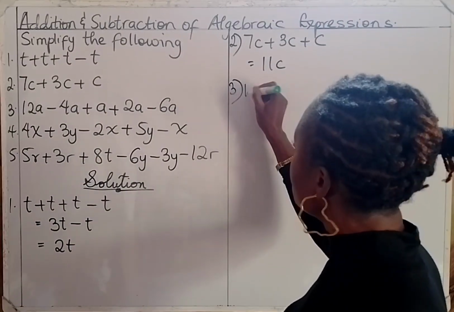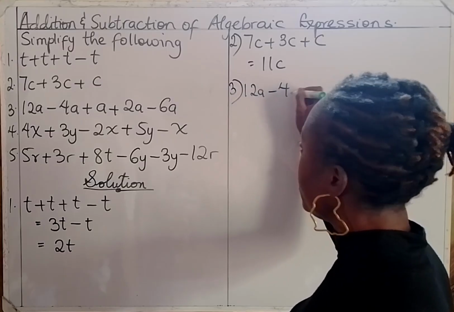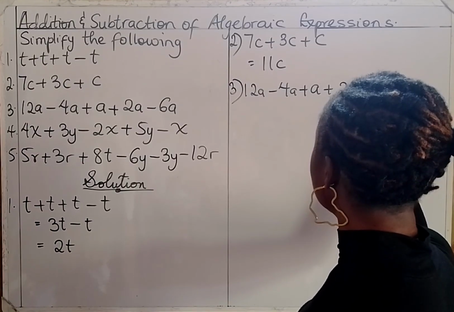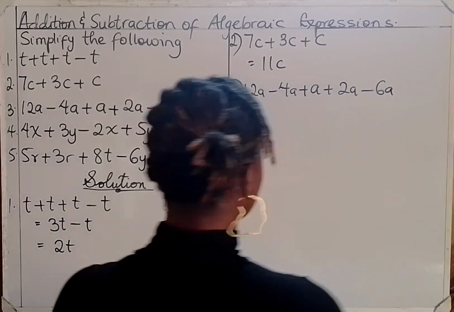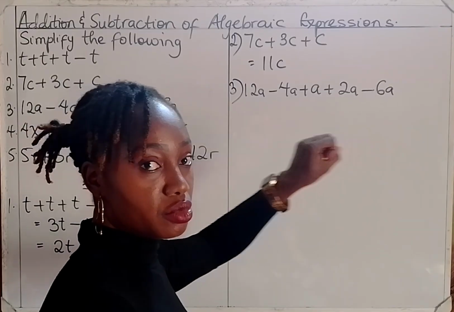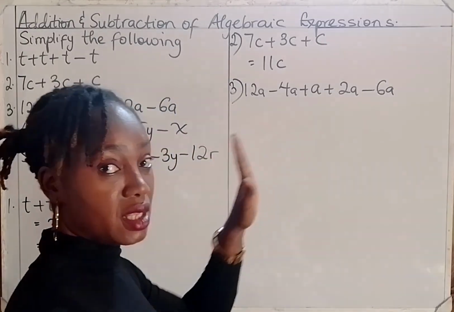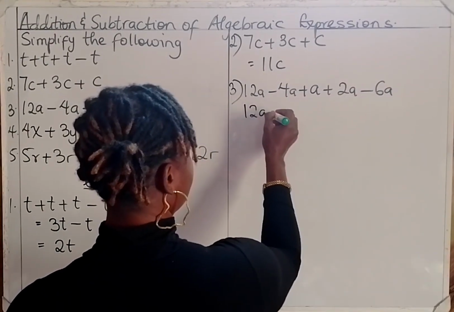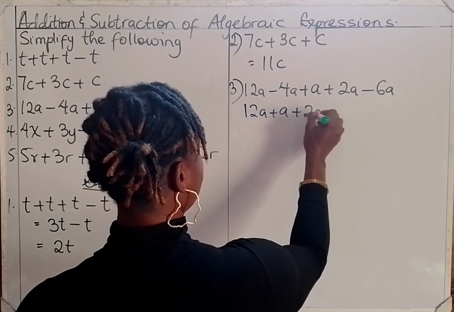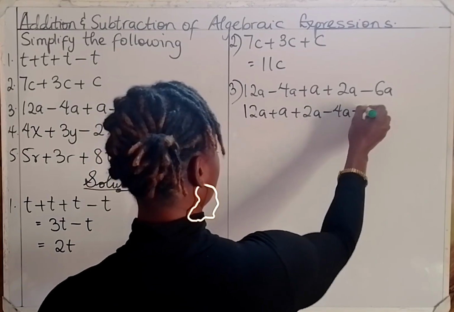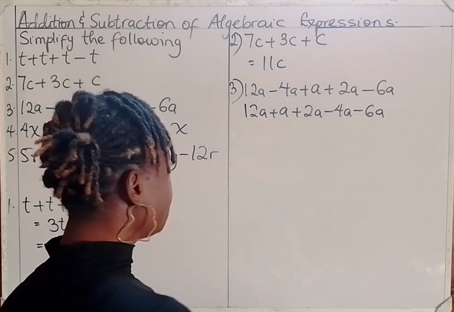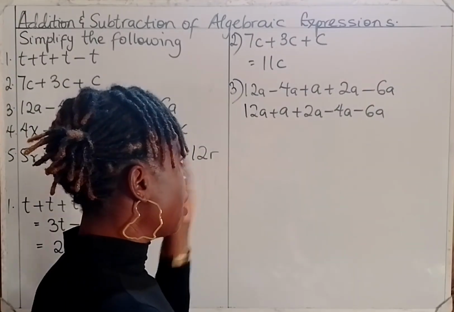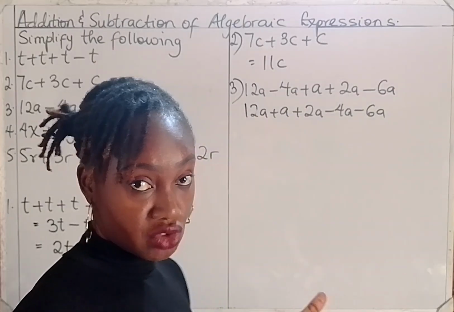Question 3. 12a minus 4a plus a plus 2a minus 6a. Okay, so we're going to collect all the addition, bring them to the left hand side, and take the subtraction to the other side. So let's go. We have 12a plus a plus 2a minus 4a minus 6a. Now the reason why we're doing this is to also follow the BODMAS principle, which according to the BODMAS principle, addition comes before subtraction, right?